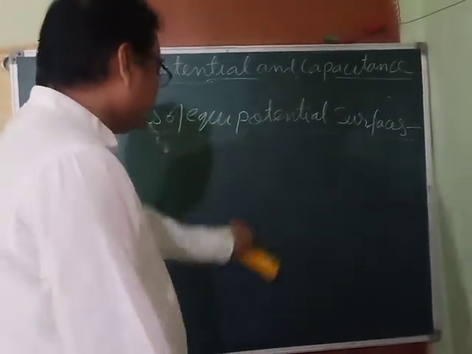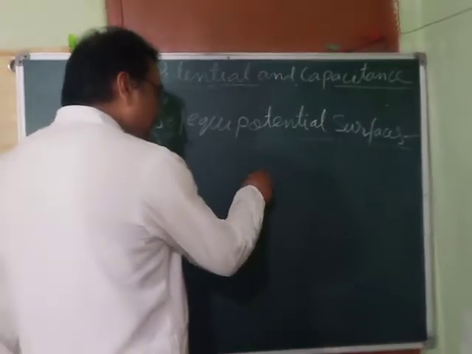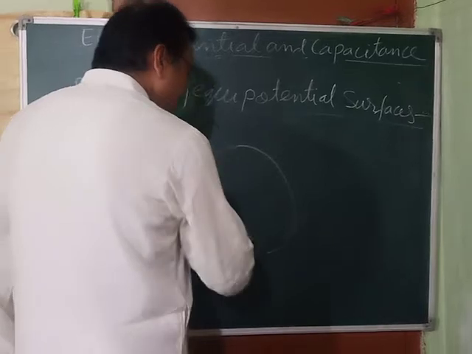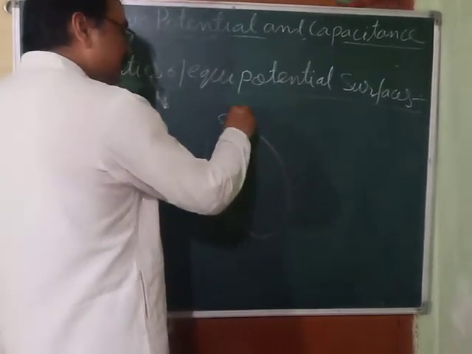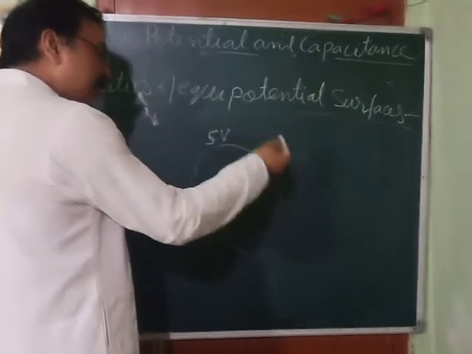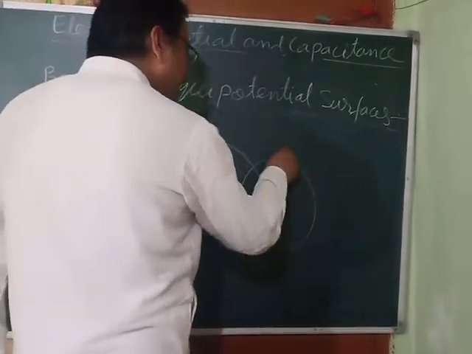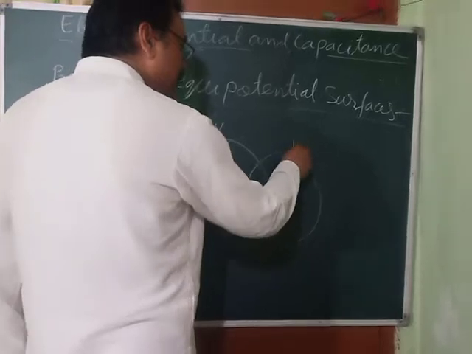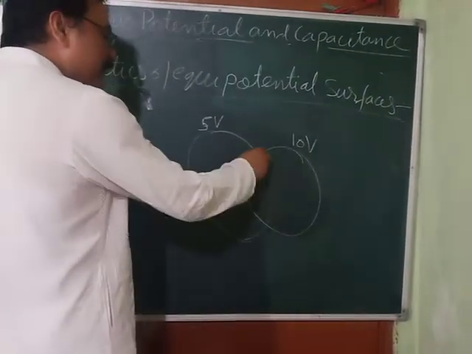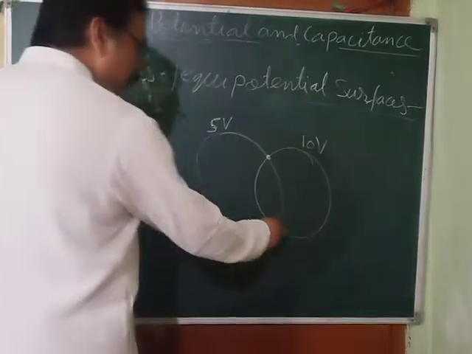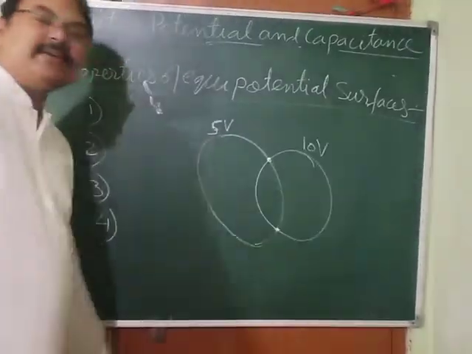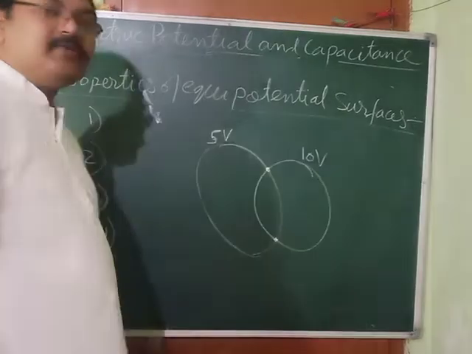What is the reason? Because see, this is an equipotential surface. Suppose the potential all over its surface is 5 volt. There is another equipotential surface. Suppose throughout its surface the potential is 10 volt. Now what will be the potential at the point where they are intersecting? It will be 5 volt or 10 volt?